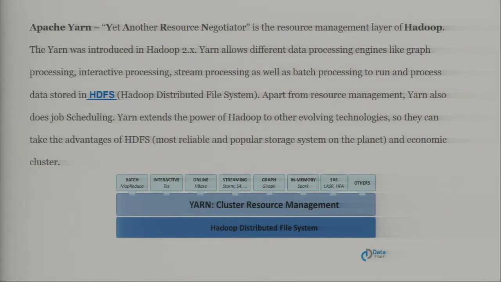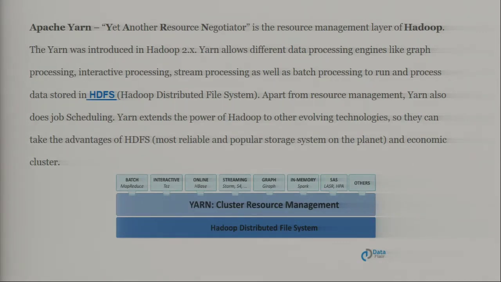It is the resource management layer of Hadoop. YARN was introduced in Hadoop 2.x; basically it goes on upgrading from version 1.0, so it was called 2.x. Next, YARN allows different data processing engines like graph processing, interactive processing, stream processing, as well as batch processing to run and process data stored in HDFS, the Hadoop Distributed File System.